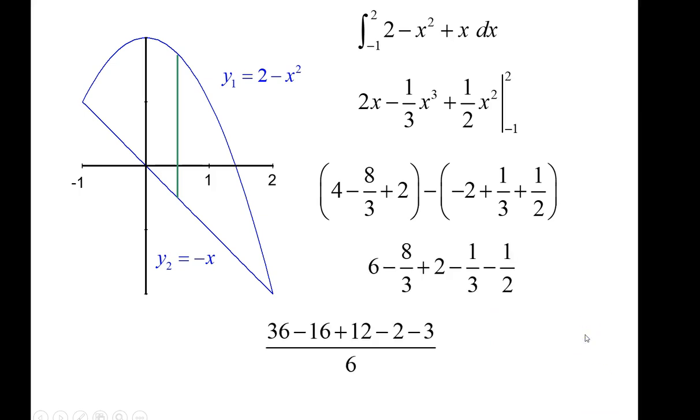And I'll skip the details here, but if we simplify with a common denominator, we end up getting a value of 27/6, which reduces to 9/2. So that is the area bounded by this parabola and this line from the points of intersection where x is -1 to x is 2.